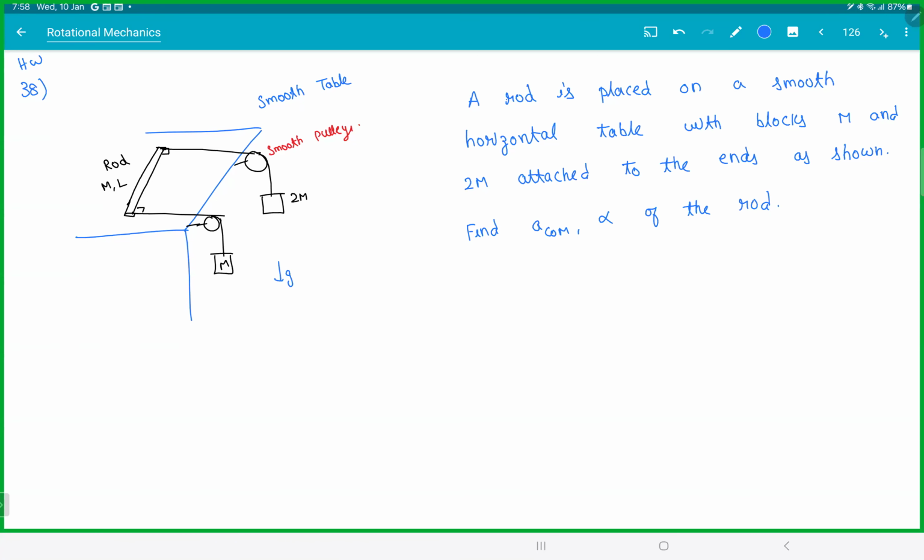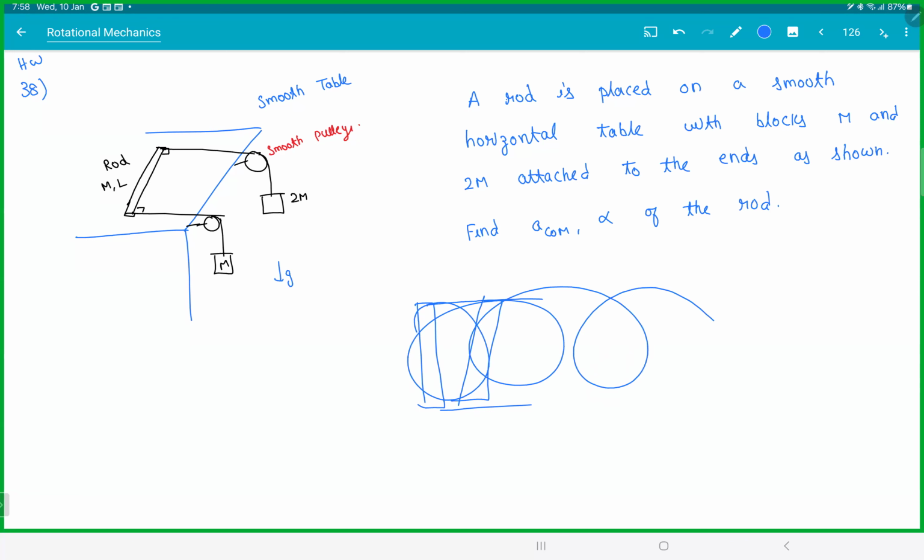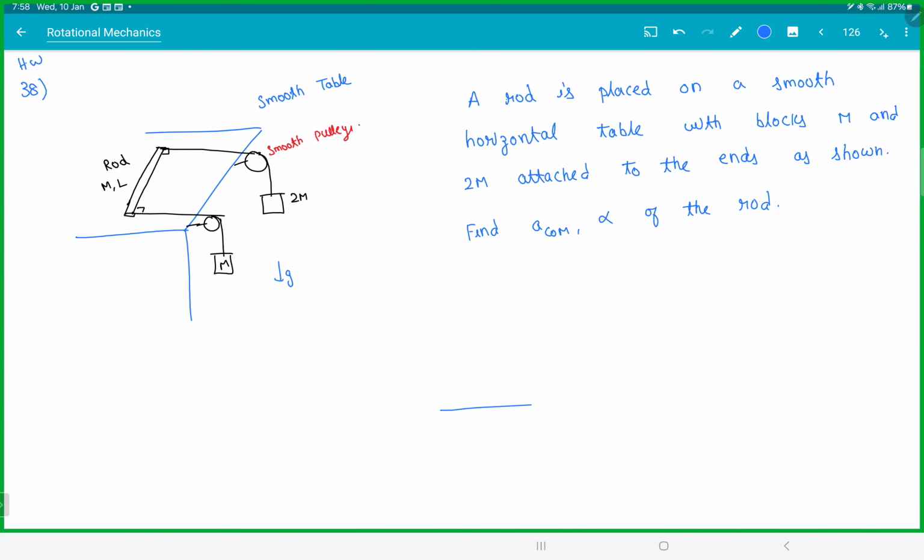So the diagram would look like this. Top view, right? Initially it is like this. After some time, this guy is going to become like this, right? So this thing is rotating and translating. Because masses are different on both the sides, the rod will start rotating also. This is one.